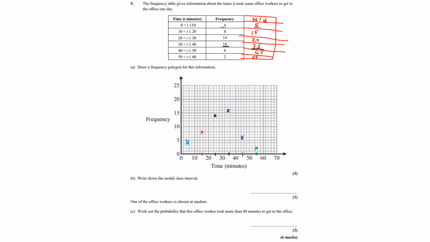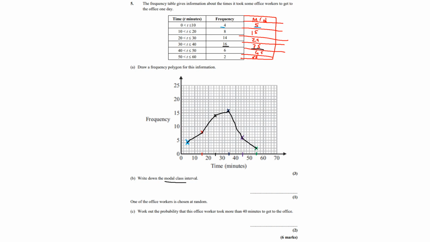And now let's plot straight lines to go between them. 1, 2. I'm going to do that again. There's no excuses. Those were terrible. 1, 2, 3, 4, 5. And that is our frequency polygon.